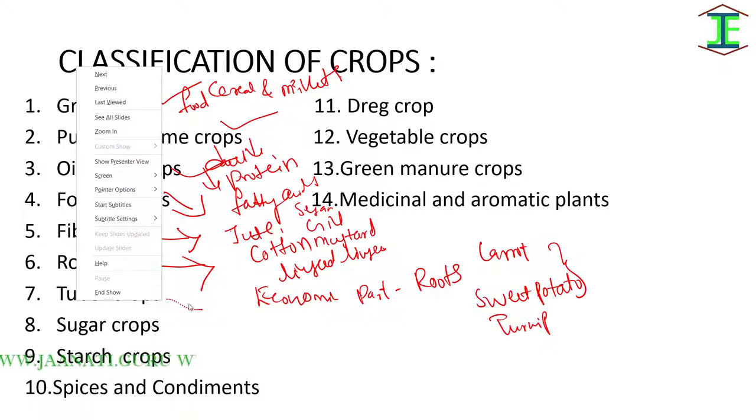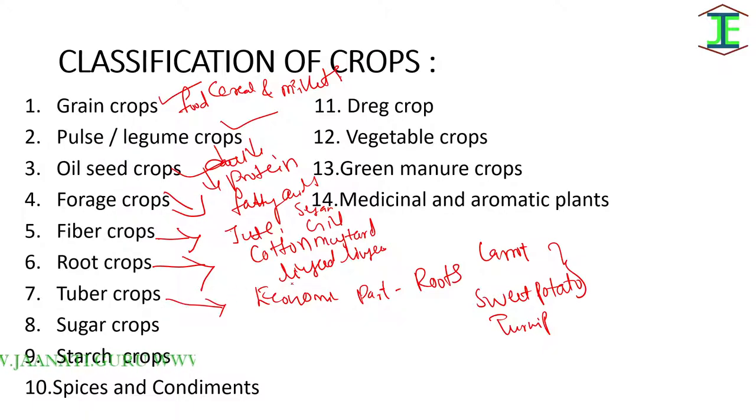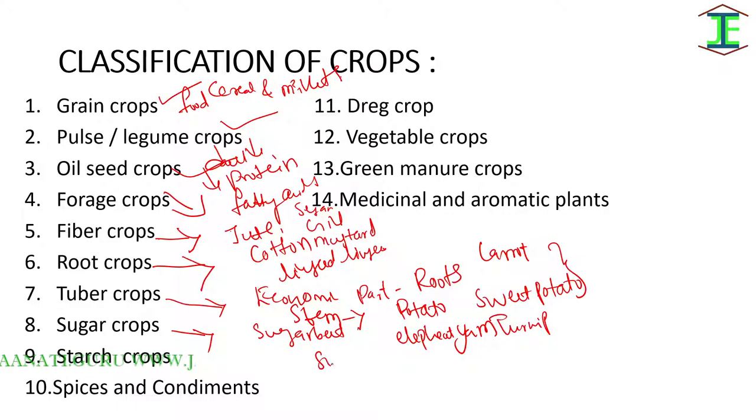And next, tuber crops. In tuber crops, the economical part is not the root. The underground stem is the economical part. For example, potato and elephant yam. These are tuber crops. And then sugar crops. These sugar crops are grown for sugar purpose. In India, we grow only two crops for sugar purpose, that is sugar beet and sugar cane. And then starch crops. These starch crops are grown only for flour purpose. For example, potato.